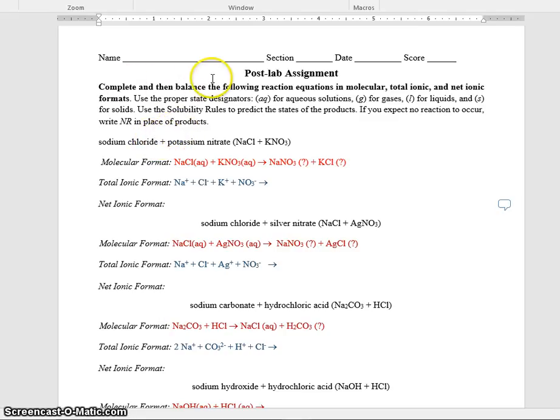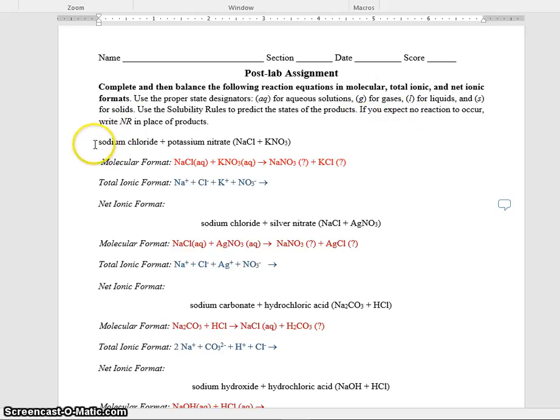What you're supposed to do is complete and balance the following equations in the molecular form, total ionic, and net ionic formats. Okay, we're going to use (aq) for aqueous solutions, (g) for gases, (l) for liquids, and (s) for solids. We're going to use the solubility rules on the separate sheet of paper that you downloaded to see what the states are of the products, okay? And then it says, if you expect no reaction to occur, write NR in place of products.